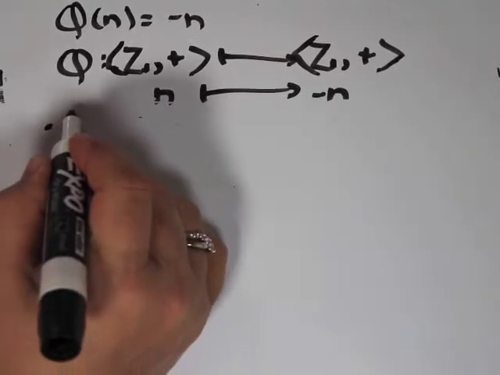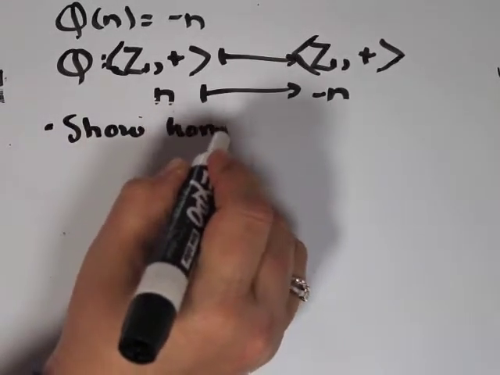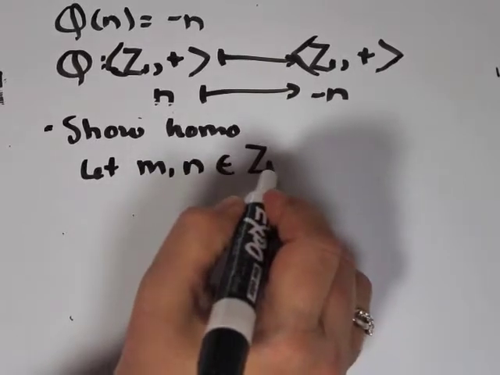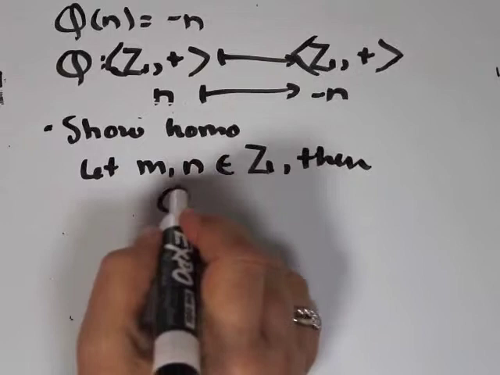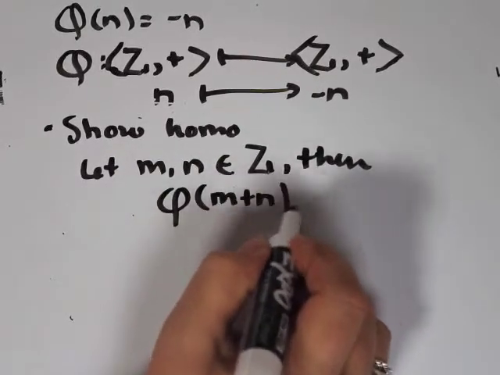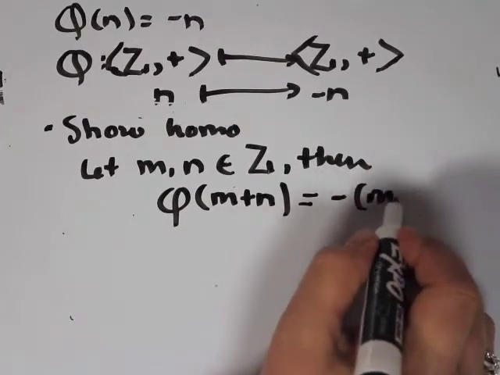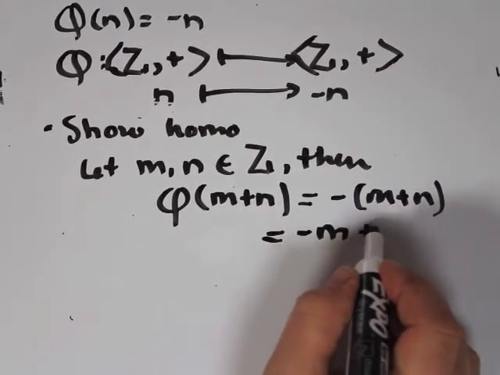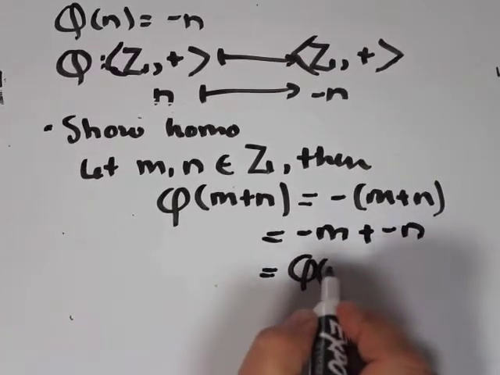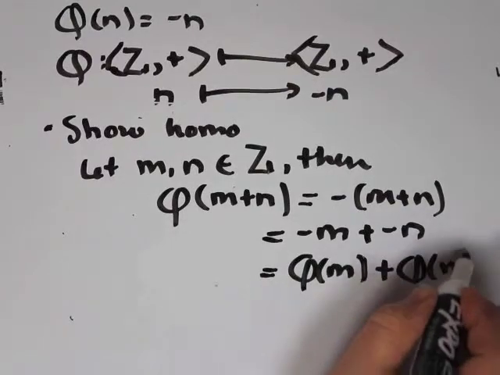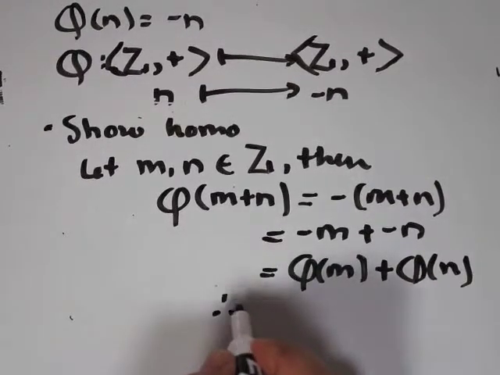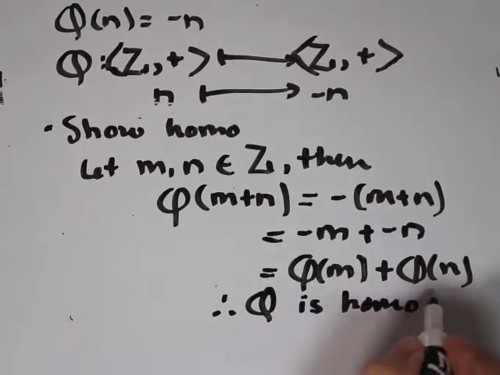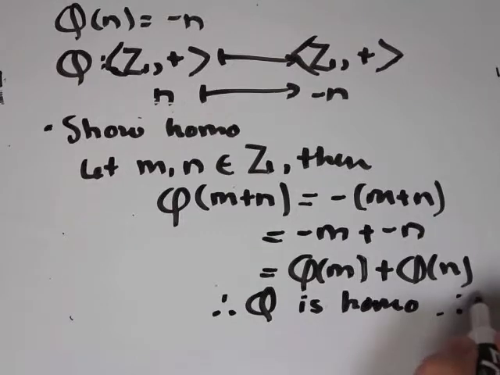Okay, last I'm going to show a homomorphism exists. So if I let m and n be integers, then it follows that phi of m plus n will equal, well, that's just negative of m plus n, because that's what my mapping does. Now distributing the negative sign, that's negative m plus negative n. And that's phi of m plus phi of n. And therefore, it is operation preserving. It is a homomorphism. So therefore, phi is a homomorphism, and therefore phi is an isomorphism.